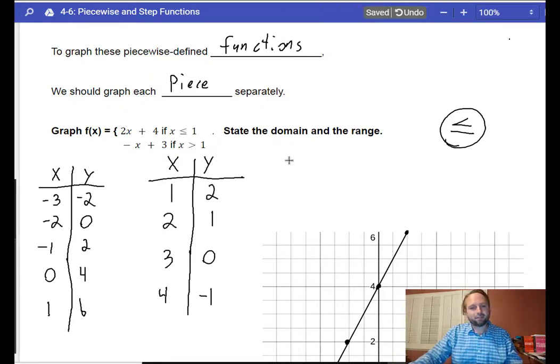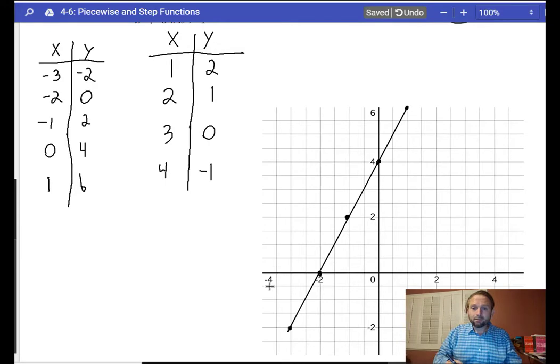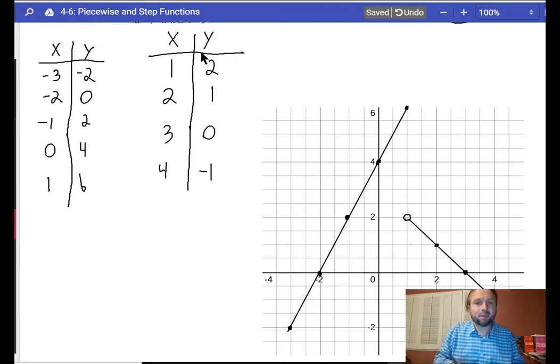So now let's graph these. Now, because it doesn't have the equal sign, we're going to do an open symbol on there. So at 1, it's going to be open at 2 right here when x is 1. When x is 2, it's going to be at 1. And so on. 3, 0, 4, -1. And once again, we are going to graph our line. It is a linear equation. So here's our line. And here's our function. Our function looks like this.